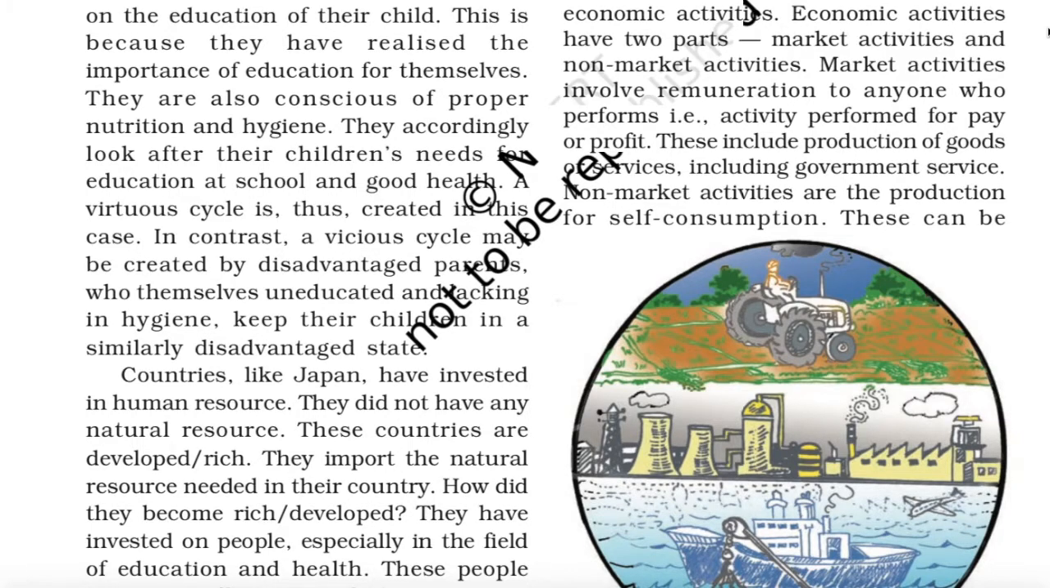In contrast, a vicious cycle may be created by disadvantaged parents who, themselves uneducated and lacking in hygiene, keep their children in a similarly disadvantaged state.